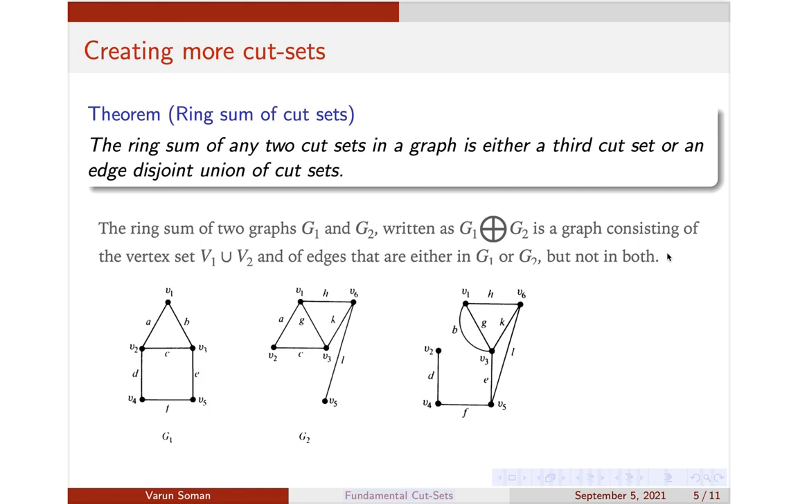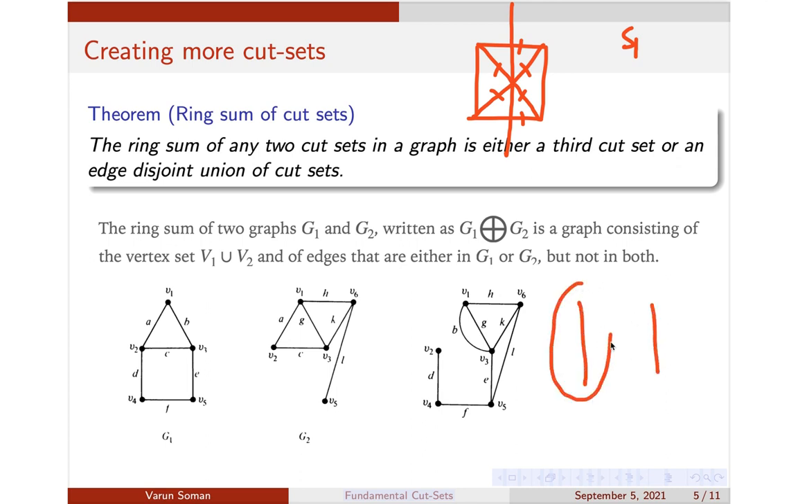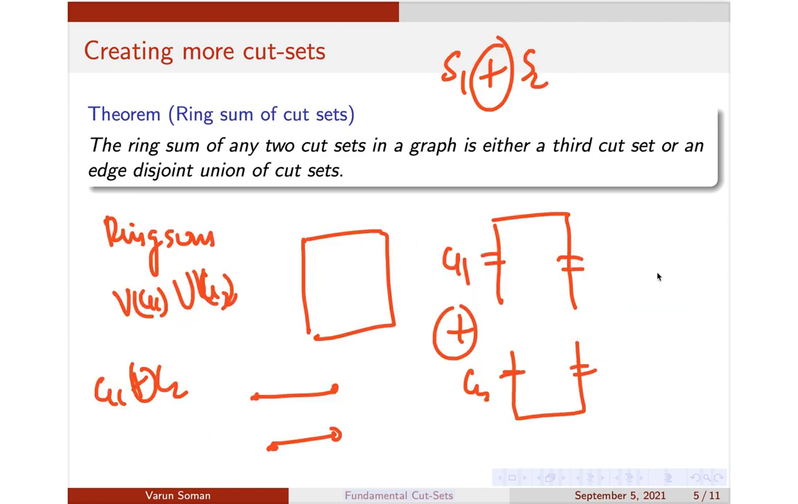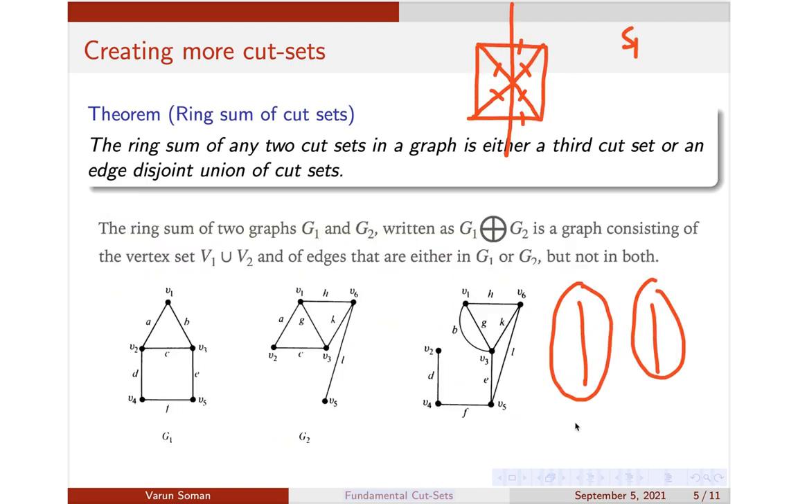Suppose I take a connected graph, since we discuss cut sets only with respect to connected graphs. I'll take two cut sets of this, S1 and S2. Suppose for S1 I cut horizontally, which means I delete this edge, this edge, this edge, this edge, this edge and this edge. Then it actually partitions the vertex set into two parts, which I'll call V1 and V2. That is one cut set.